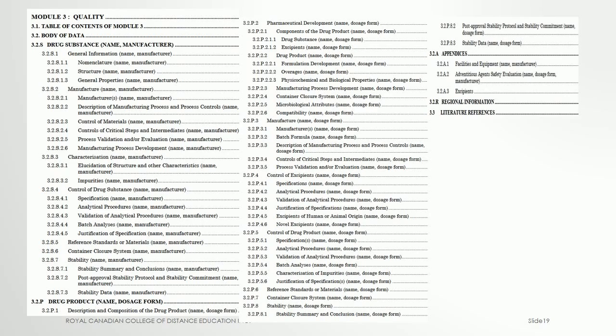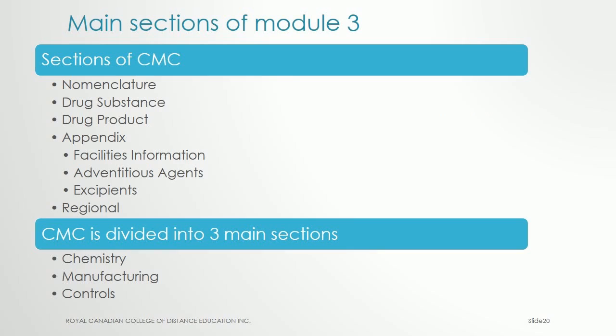Module 3 for a dossier to obtain market authorization requires the following key sections: drug substance, drug product, appendices, regional information, literature references. Main sections of Module 3. Sections of CMC. Nomenclature. Drug substance. Drug product. Appendix. Facilities information, adventitious agents, excipients. Regional. CMC may be divided into 3 main sections: chemistry, manufacturing, controls.